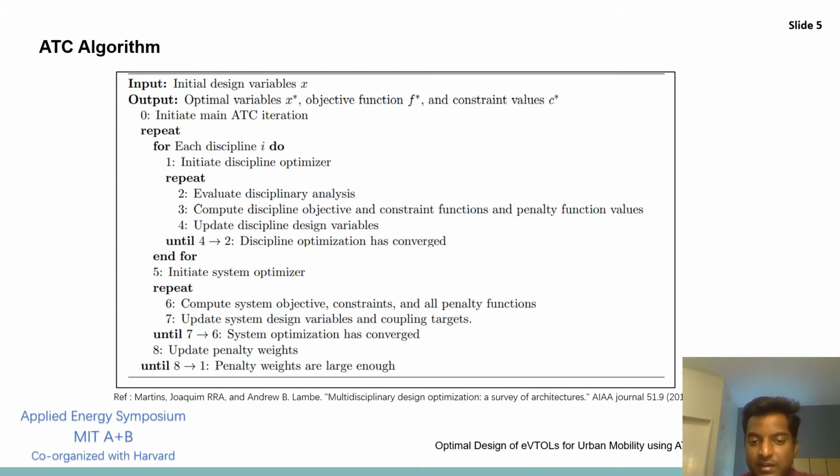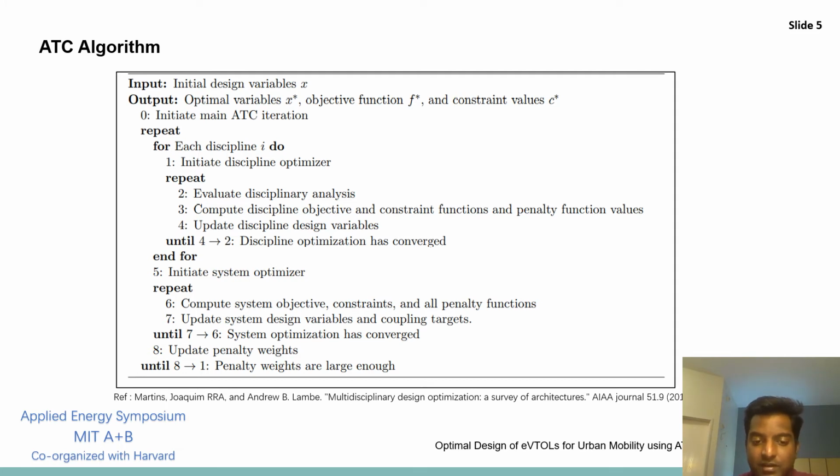So once all these quantities are formulated or calculated, the optimization algorithm is run, or we use an individual optimizer to optimize for this formulation. And then this process is repeated for all the other disciplines as well. So once all the disciplines are covered, we initiate the system optimizer, where we similarly formulate the system level objective function, the constraints, and all the penalty functions, and the system level optimizer is solved.